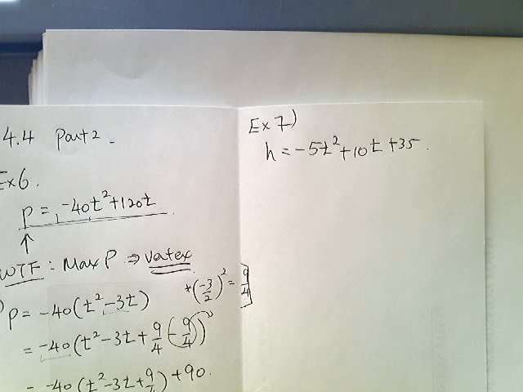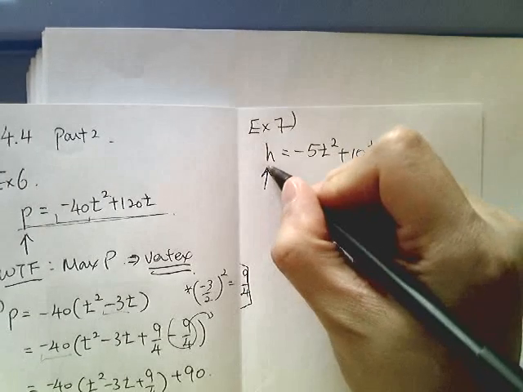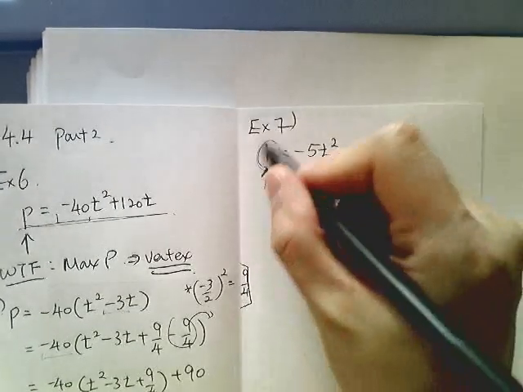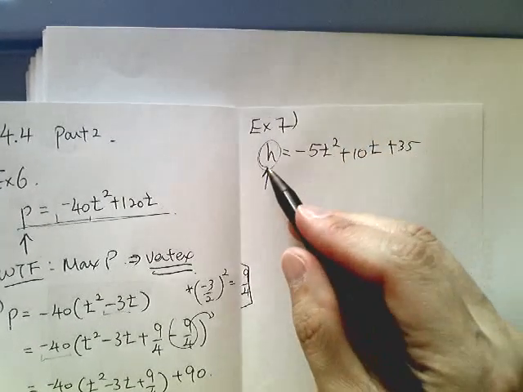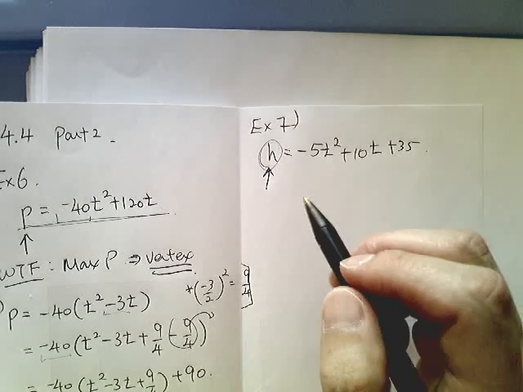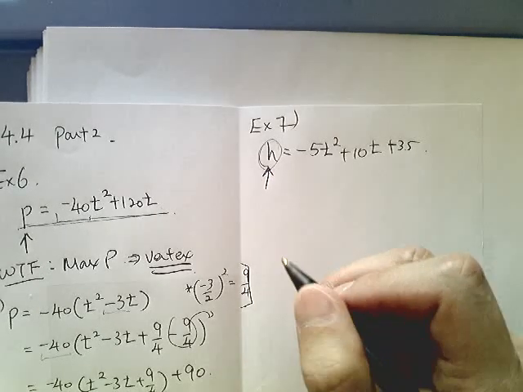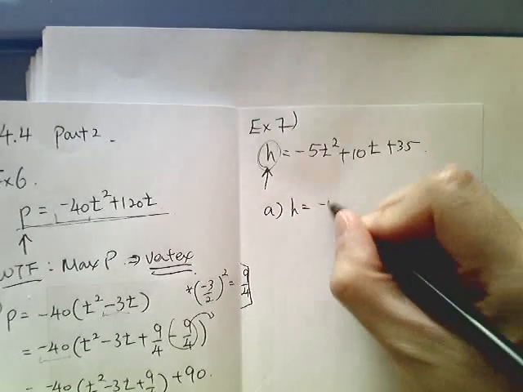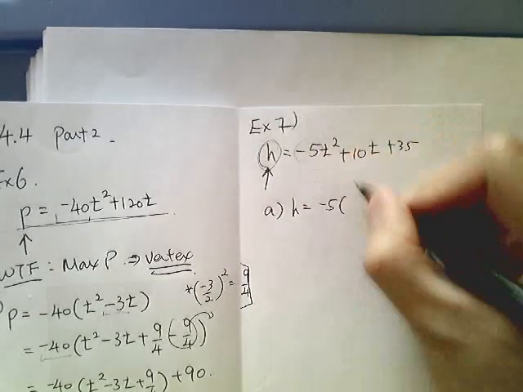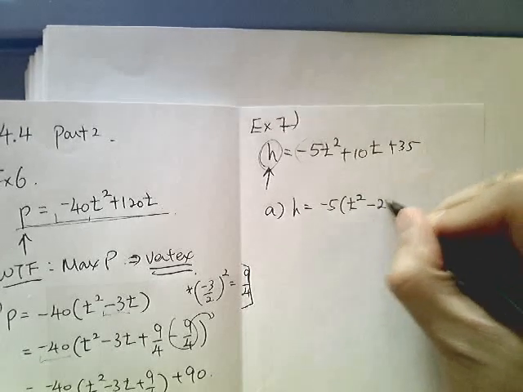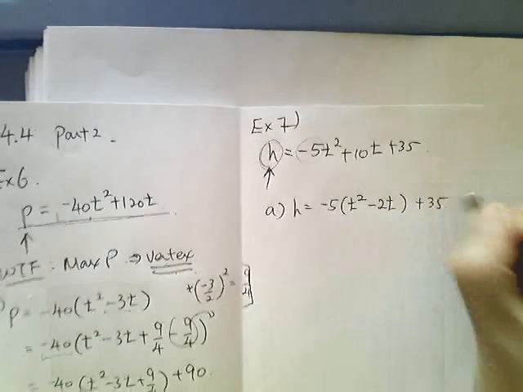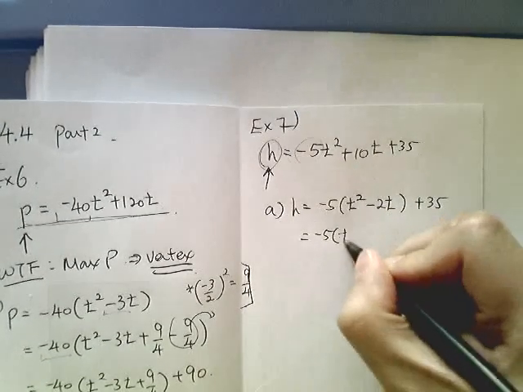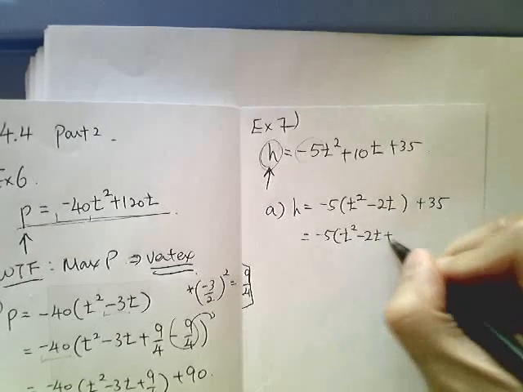So let's take a look at A. A says find the maximum height. So we are looking for maximum of height, maximum of y value, maximum of h value, whatever that is on the left side. If you are looking for the max value, you are completing the square. So A, we are completing. So negative 5, factor it out, and then t squared minus 2t, plus 35 outside. Negative 5, t squared minus 2t plus 1 minus 1.